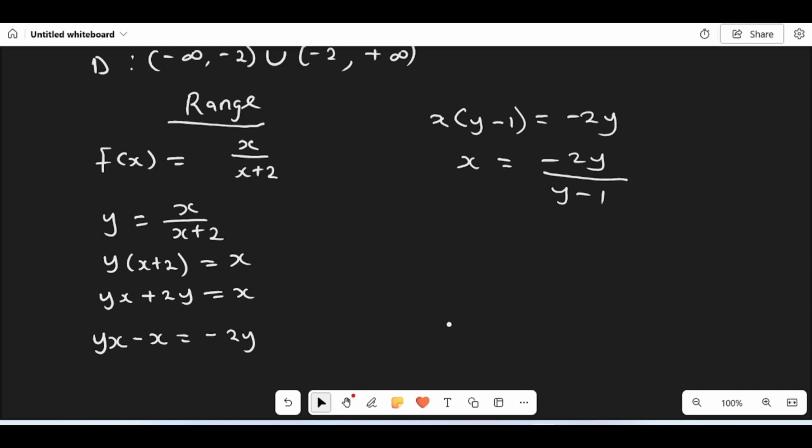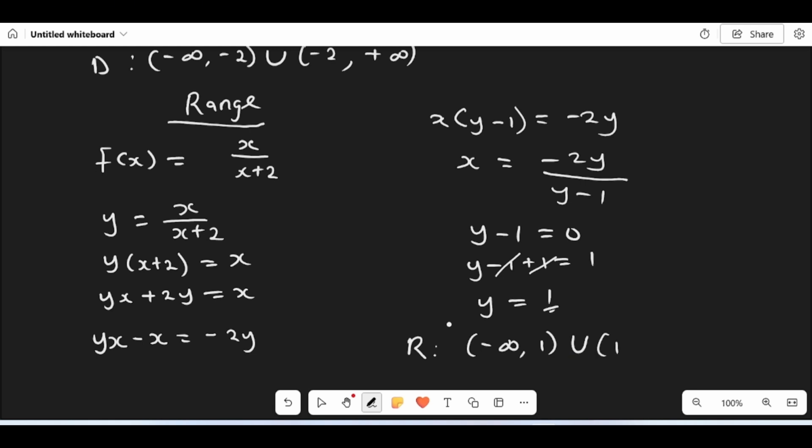Equate the denominator to 0. y minus 1 equal to 0. Add 1 to both sides. y minus 1 plus 1 equal to 1. Minus 1 cancels minus 1. y equal to 1. Since the equation will be undefined when y equal to 1, the range is all real numbers except 1. Our range is negative infinity comma 1 union 1 positive infinity. This is our range.